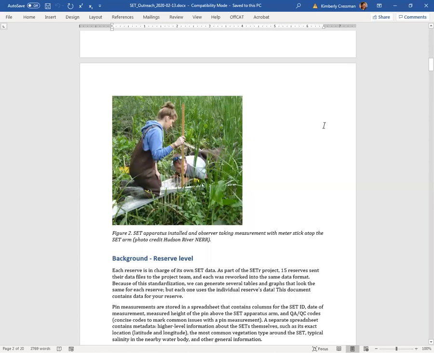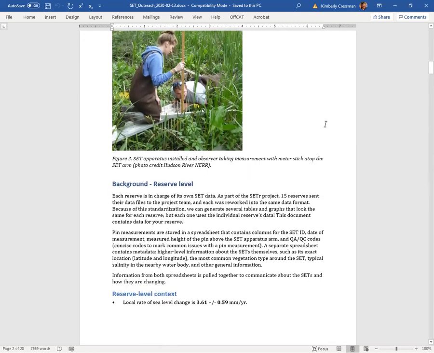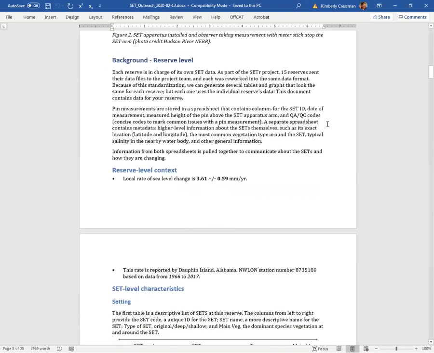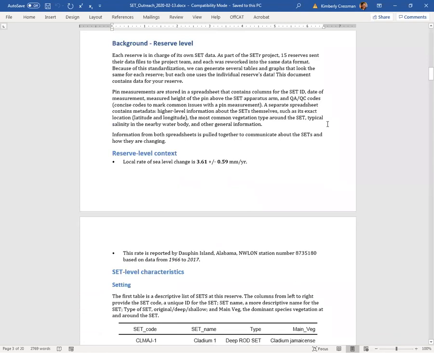I was also asked to include a picture of actual people measuring SETs. So thank you to Hudson River Reserve for this one. And then we get into the more individualized information, reserve level background and context. This particular report that I'm showing you is for us here at Grand Bay, but if your reserve was one of the ones participating in the project, you will see one with information specific to you.